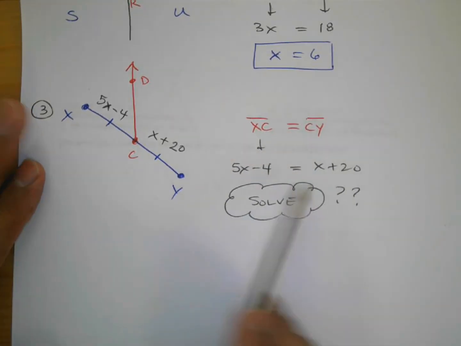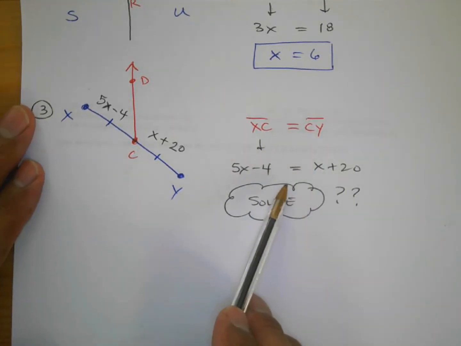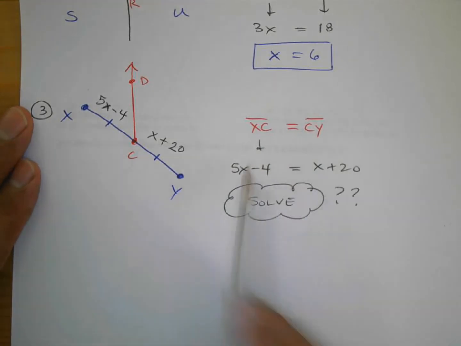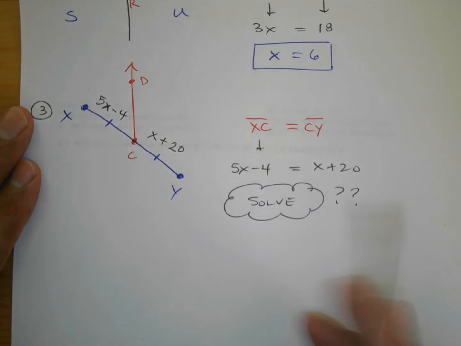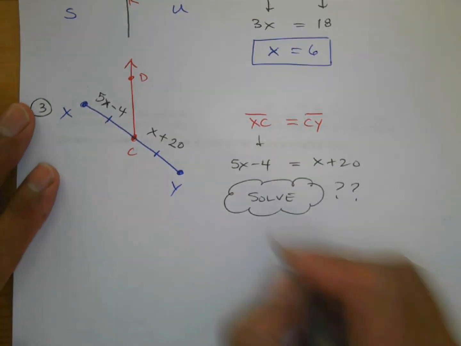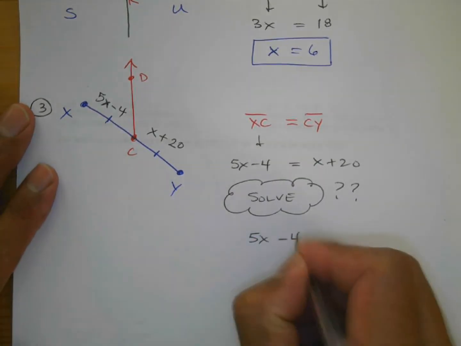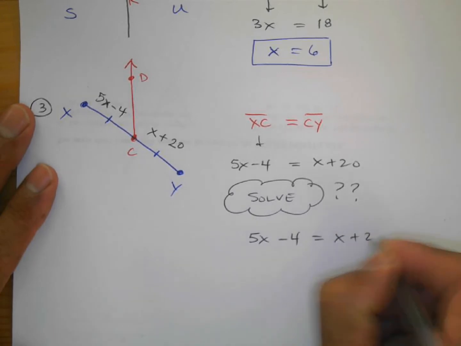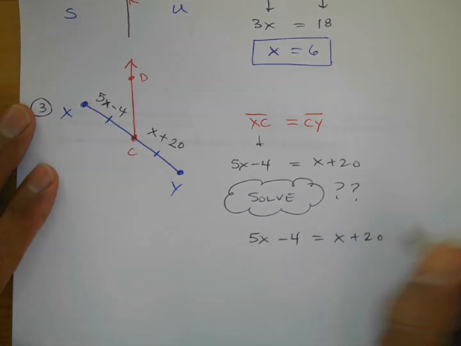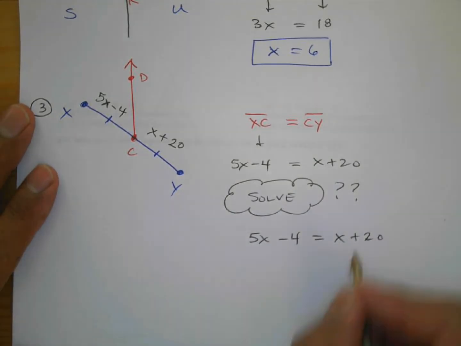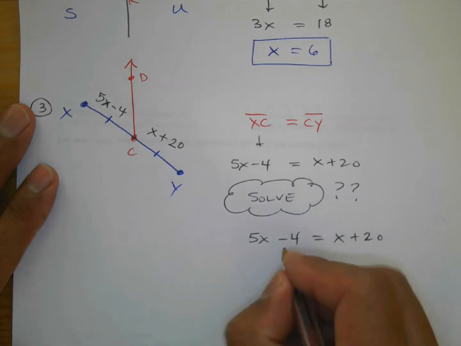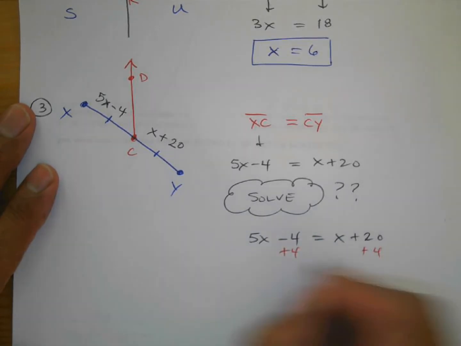Some of you are struggling here, and this is why you're not getting things right, because this is Algebra 1. You should know Algebra 1 if you're in a geometry class. I'll solve it here. 5x minus 4 equals x plus 20. You have to move all the x's to one side, all the numbers to the other side. So I'm going to move this minus 4 over there. That's going to be plus 4, plus 4.